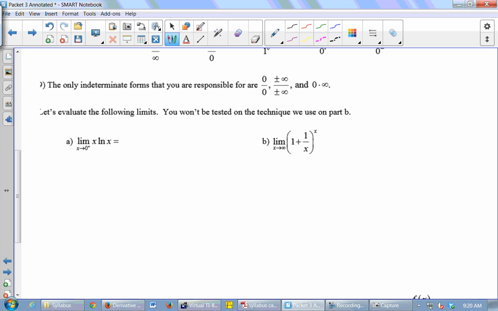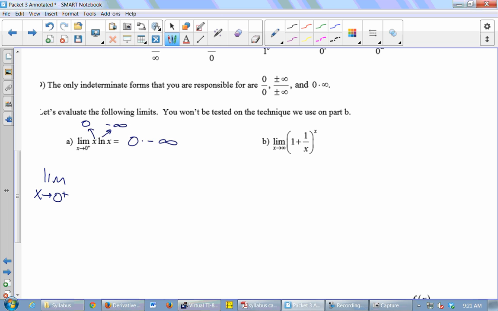So what happens as x goes to 0? x approaches 0, and what happens to ln x? Goes to negative infinity, yeah. All right, so we've got 0 times negative infinity. All right, so you can't apply L'Hopital's rule until we make it look like 0 over 0 or infinity over infinity. So I'm just going to do a little trick of algebra.